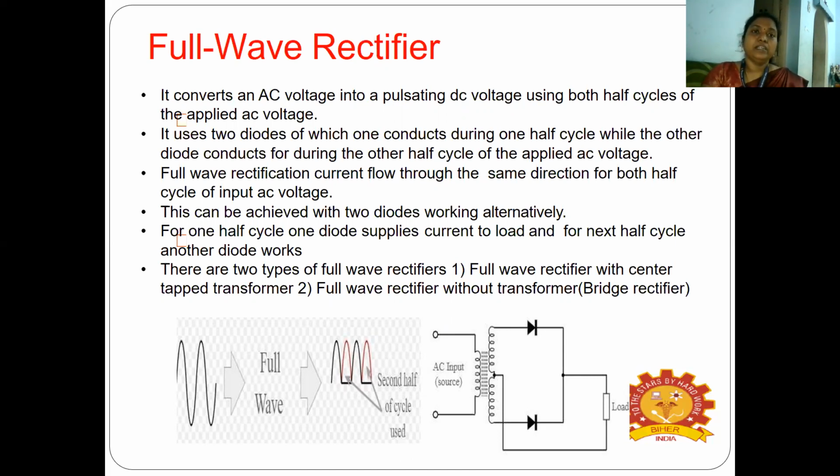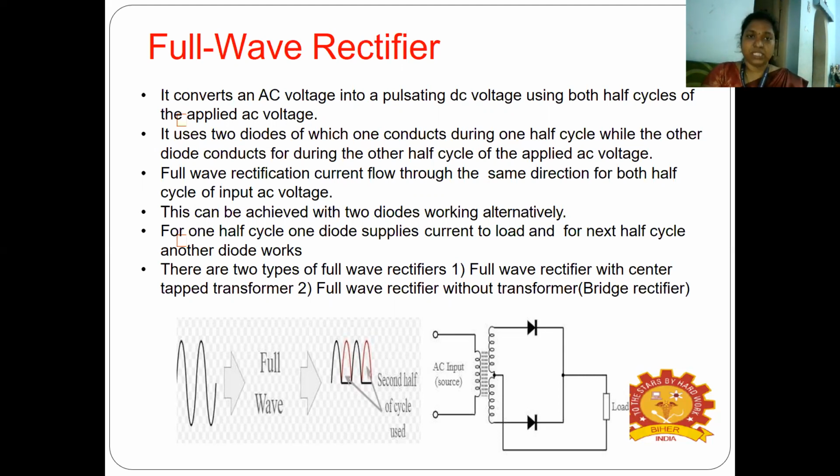So full wave rectifier, here it converts an AC voltage into a pulsating DC voltage using both half cycles of the applied AC voltage. So full wave rectifier, it is just opposite to the half wave rectifier, because in half wave rectifier, it conducts only for the first half. But a full wave rectifier, it conducts for both the half cycle. That is positive and the negative.